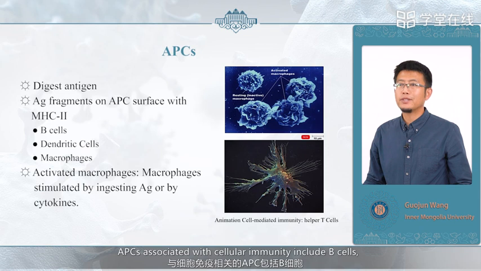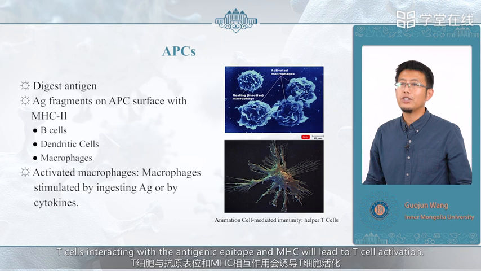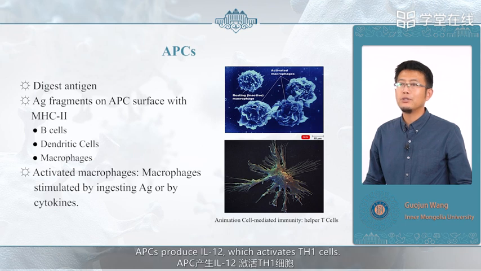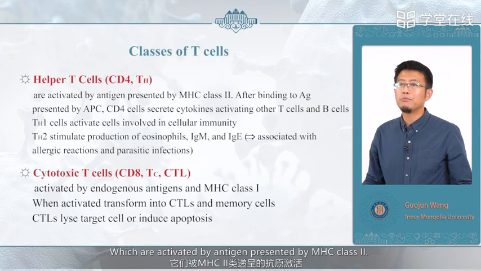APCs associated with cellular immunity include B cells, dendritic cells, and activated macrophages. All APCs have MHCs on their surfaces that present potential antigen fragments to T cells. T cells interacting with the antigenic epitope and the MHC will lead to T cell activation. APCs produce IL-12, which activates Th1 cells, which are activated by antigen presented by MHC class II.